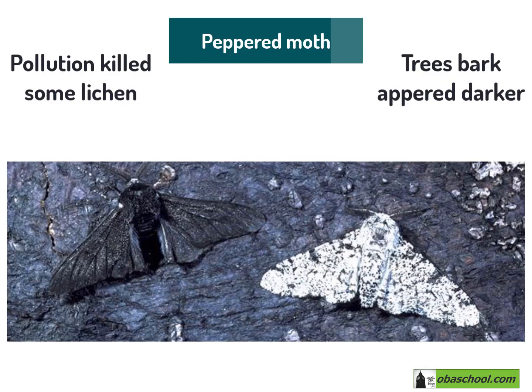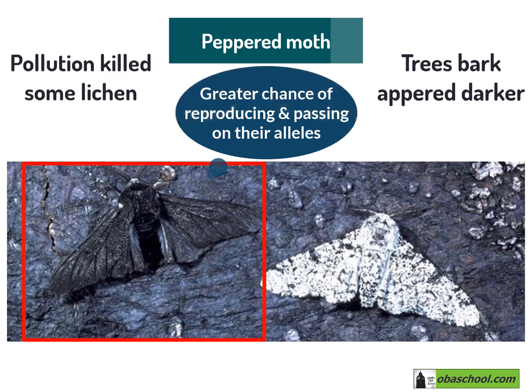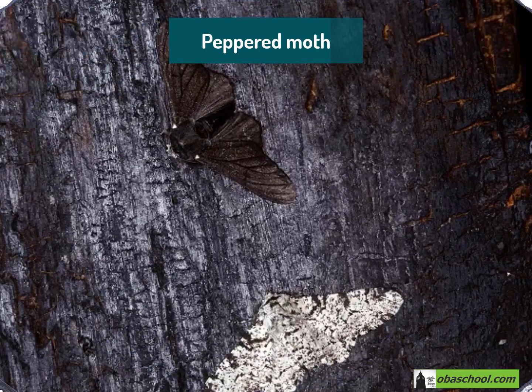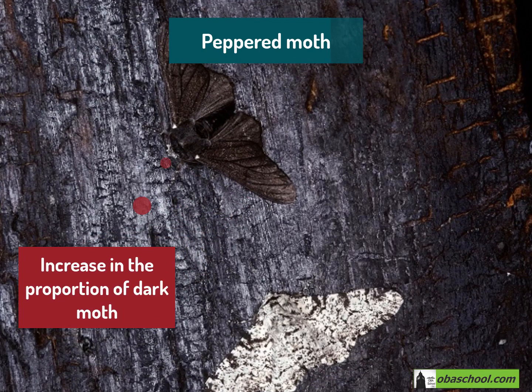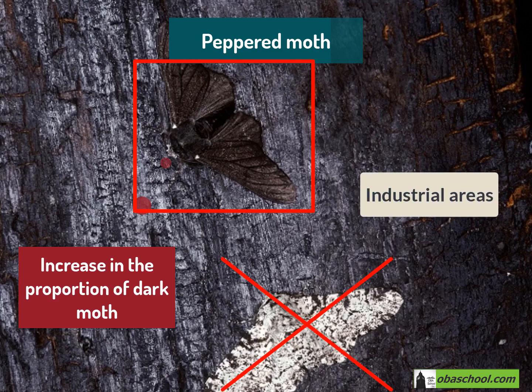As a result, the dark moth had a greater chance of reproducing and passing on their alleles that made them dark. And this led to a gradual increase in the proportion of dark moth until light moth became very rare in the industrial areas.